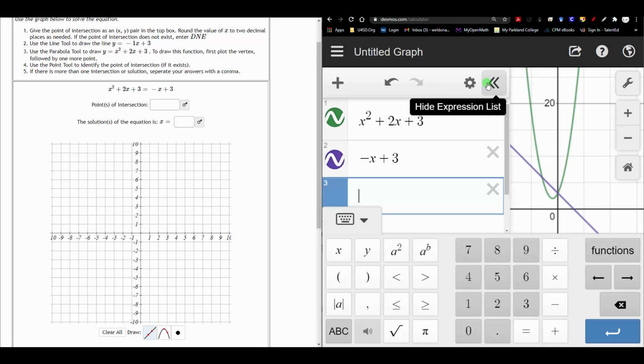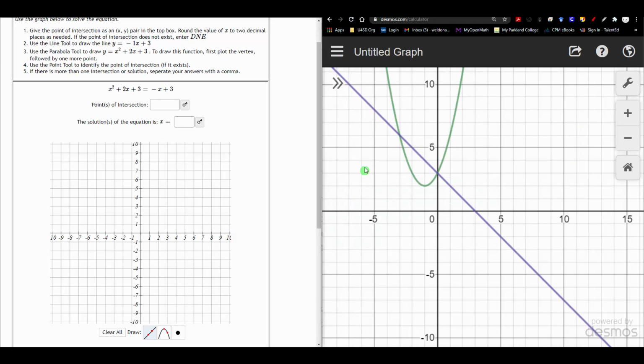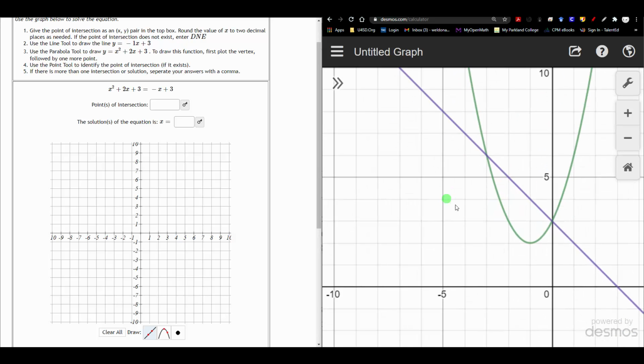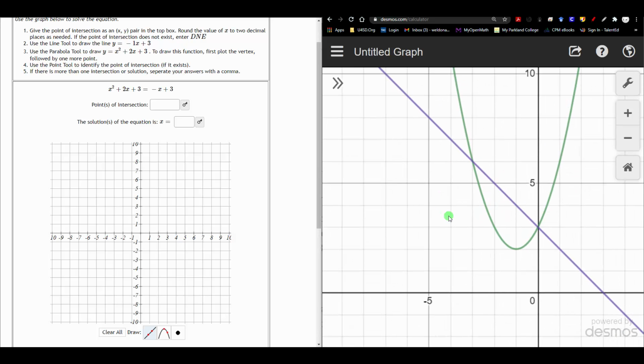So I'm going to use the arrow just to hide those expressions so that I can just look at my graph and see what I'm dealing with here. Zoom in and out, explore the graph a little bit. And you know that what we're looking for are the points of intersection. Okay, so we have a point of intersection right here. That's at -3, 6. So I'm going to come over here and type that in. And we have another point of intersection over here at 0, 3. So I'm going to type that one in.